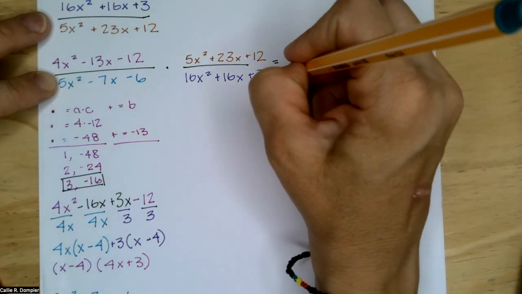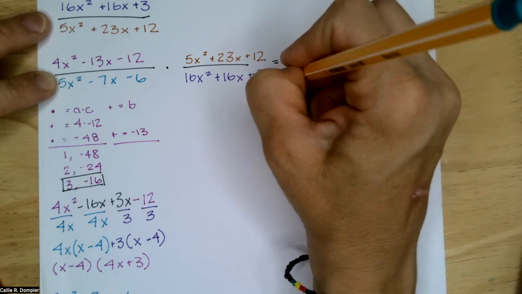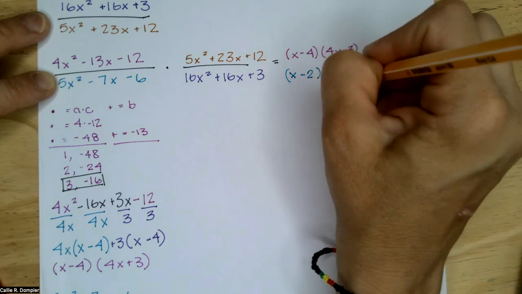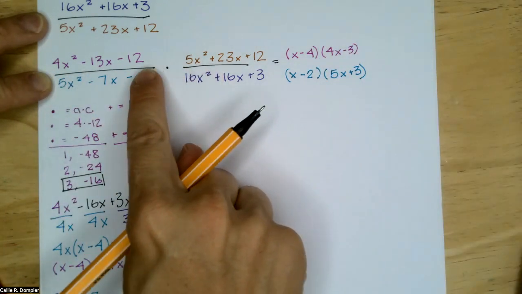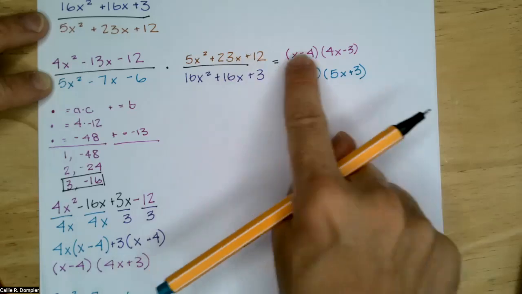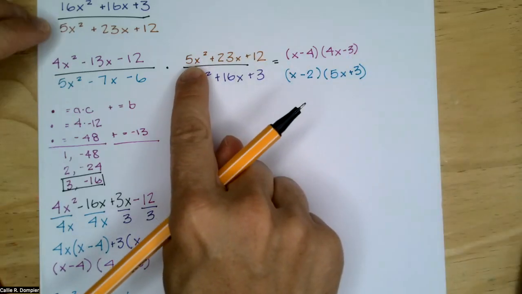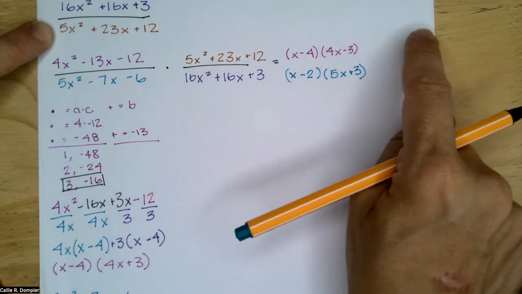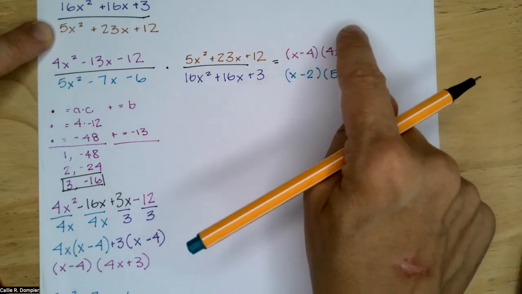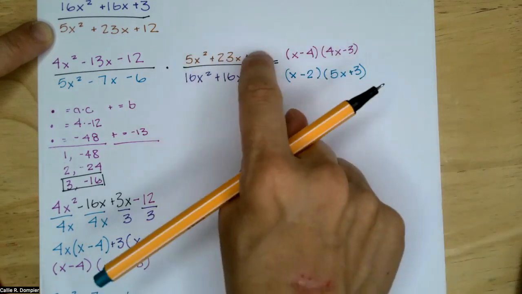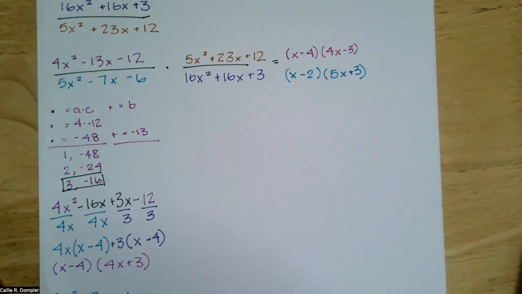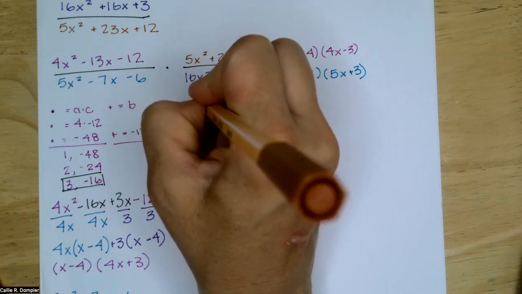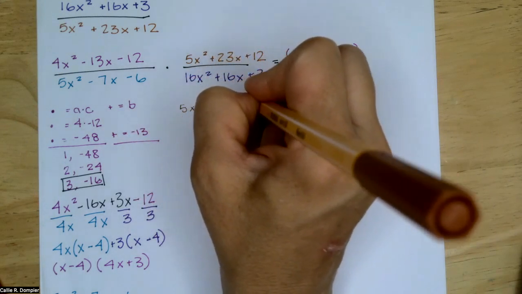Now we have the bottom one. X minus 2 times 5x plus 3. And again, you can't just make that one long line, so I'm going to go on to the 5x squared plus 23x plus 12. I'm just going to put it right next to these two because they already have parentheses. So it just means this times whatever those two factors are. Figure that out. So we have 5x squared plus 23x plus 12.